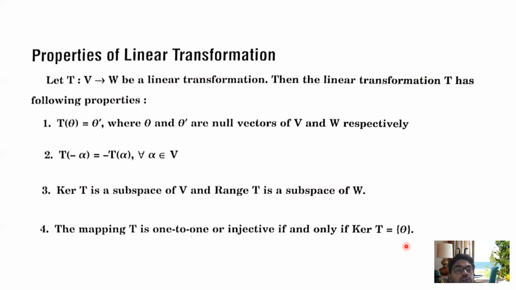Now, properties of linear transformation. Let T from V to W be a linear transformation. Then T has the following properties. T of theta is equal to theta dash, where theta and theta dash are the null vectors of V and W respectively. T of minus alpha is equal to minus T of alpha for all alpha belonging to V. I will discuss the definition of kernel T. Kernel T is a subspace of V and range T is a subspace of W. The mapping T is one-to-one, or injective, if and only if kernel T is a singleton set containing phi, that is, the null vector.